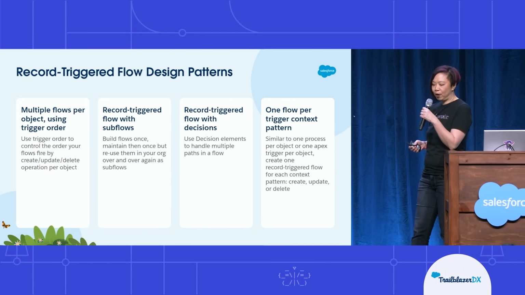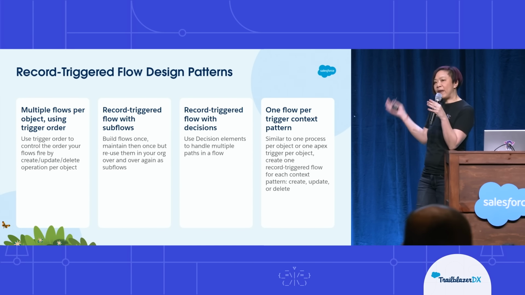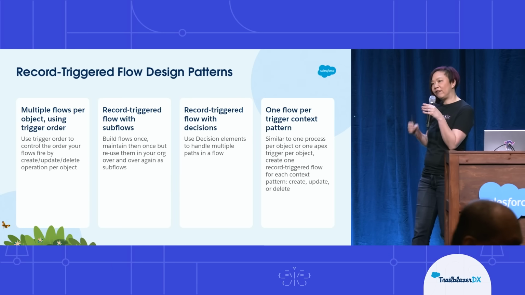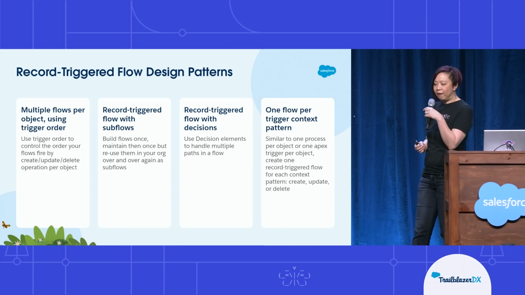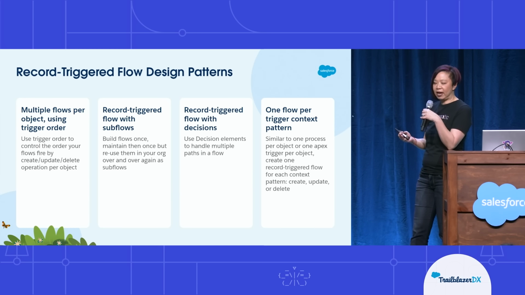Great. Thanks, Diana. All right, so before we get to the demos, just want to cover the 4 design patterns that you'll see today. You might see a combination of a few of them. So the first one being multiple flows per object using trigger order. So rather than have one massive flow, you have smaller individual manageable flows per context. So that's your create, update, and delete.